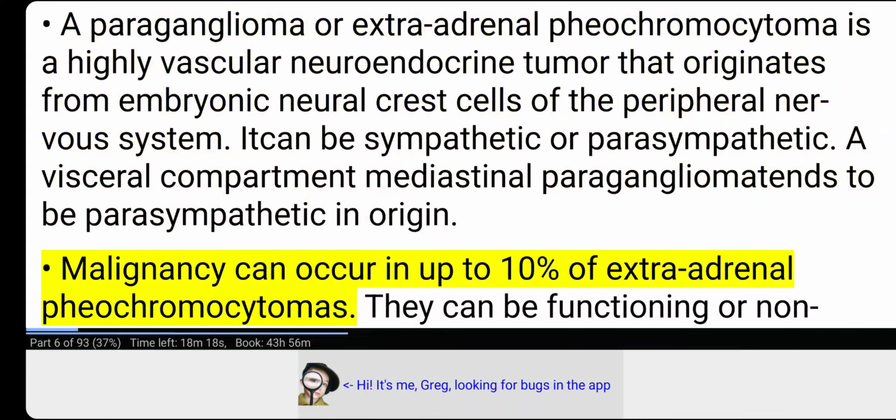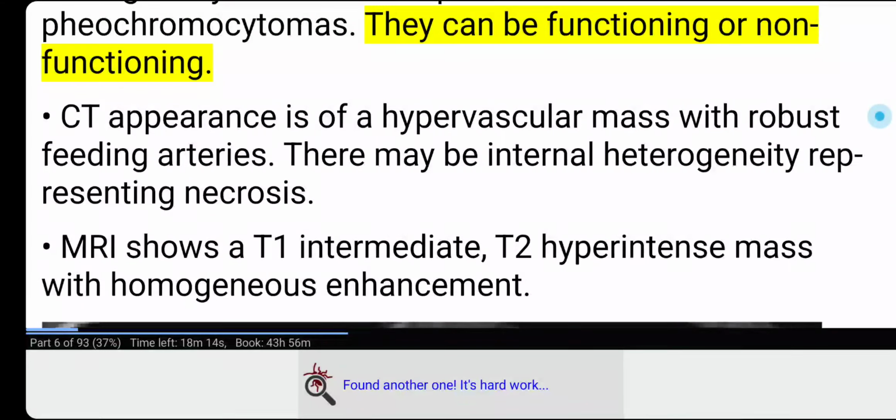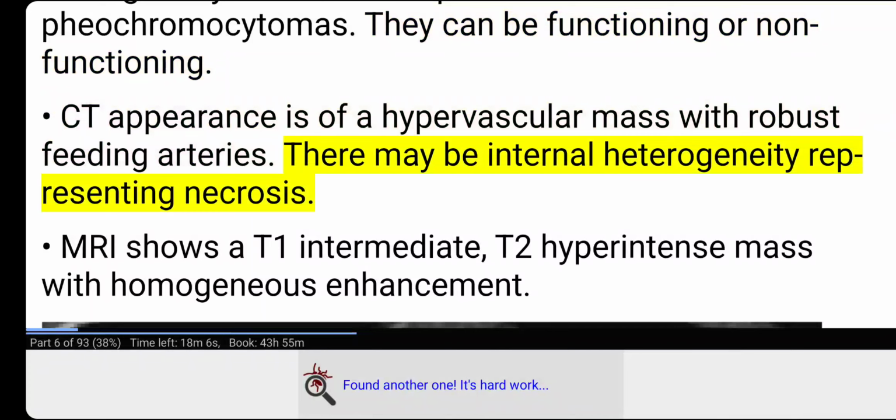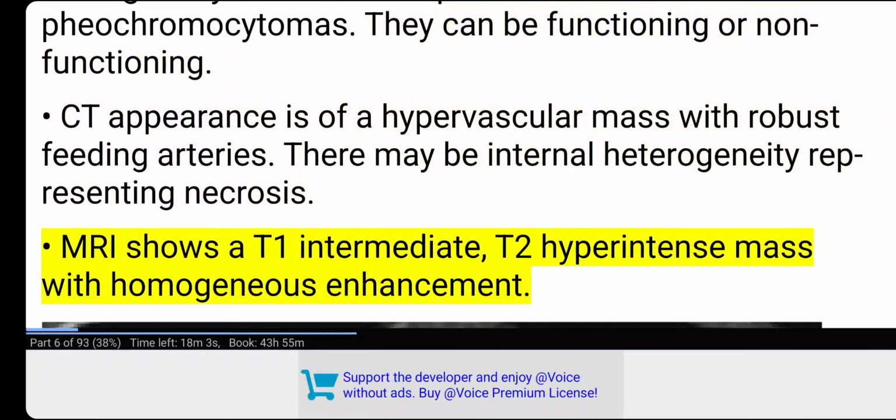Malignancy can occur in up to 10% of extraadrenal pheochromocytomas. They can be functioning or non-functioning. CT appearance is of a hypervascular mass with robust feeding arteries. There may be internal heterogeneity representing necrosis. MRI shows a T1 intermediate, T2 hyperintense mass with homogeneous enhancement.